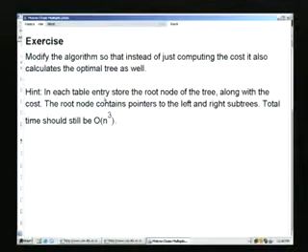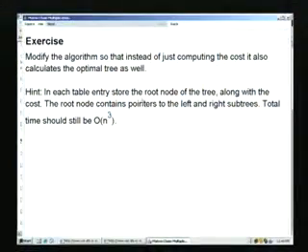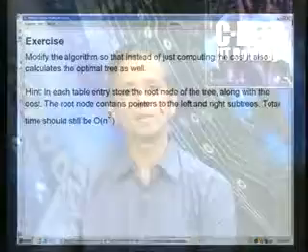In each table entry, store the root node of the tree along with the cost of that. Okay. The root node will contain pointers to the left and right subtrees. Now, if you go and ask the question, how do I update a single element of the table, you will have to construct the root node as well as these pointers and as well as these costs. But you will see that each filling now will still be possible in O of n time. And since the number of entries is O of n squared, the total time should still be O of n cube. So, that concludes this lecture.